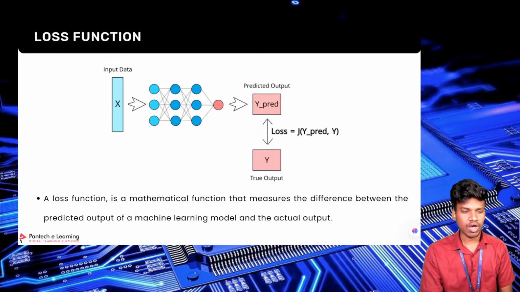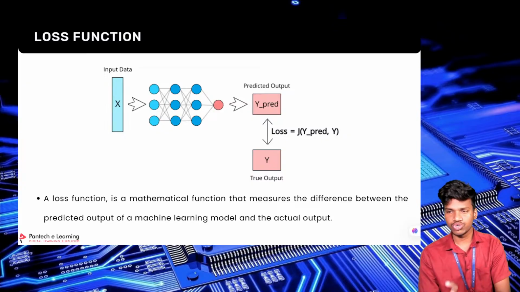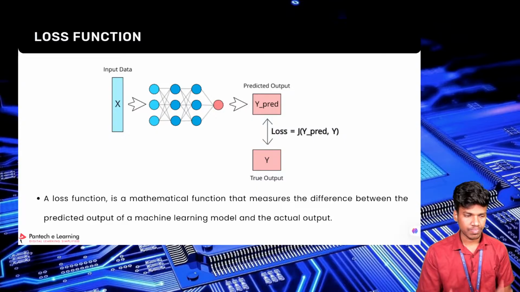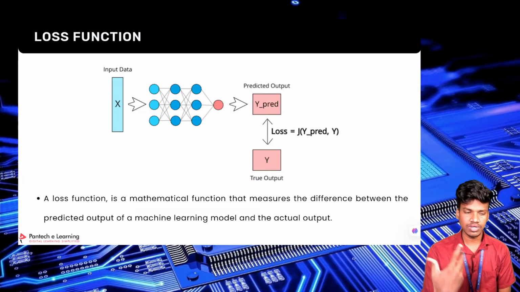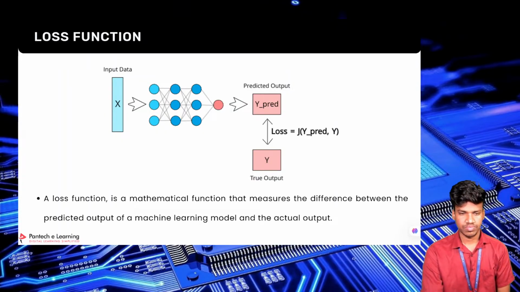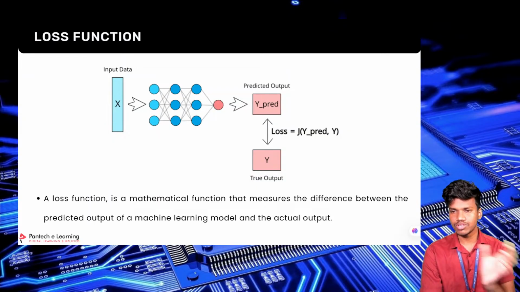So loss function. A loss function is a mathematical function that measures the difference between the predicted output of a machine learning model and the actual output. Okay. As I said, the bias and the loss, based on passing values from each layer to another layer, we get some kind of reduction. That is called the loss function. So the comparison will happen between the exact output and the predicted output.